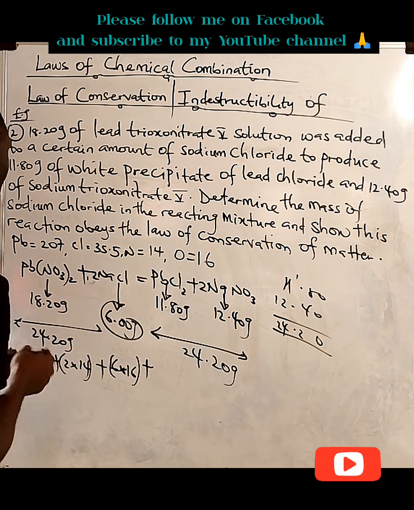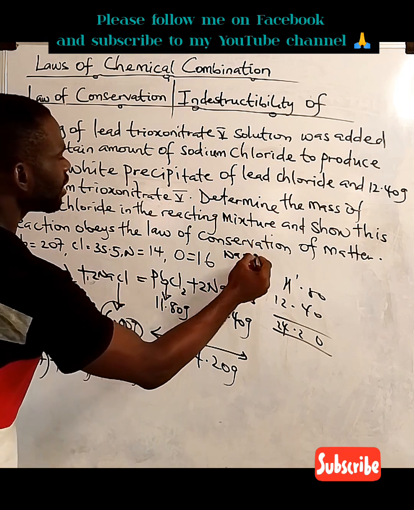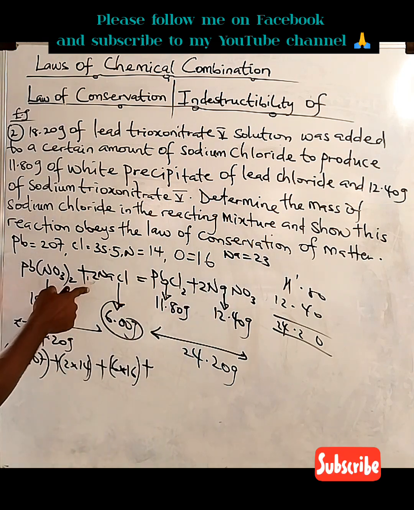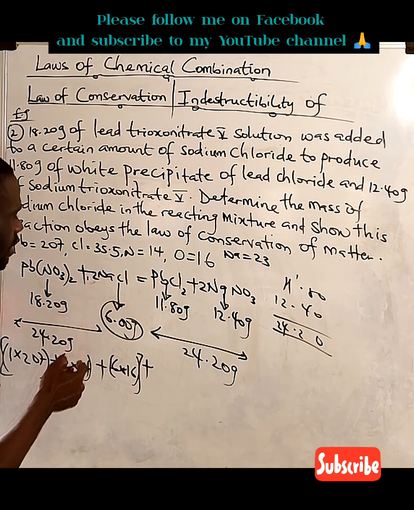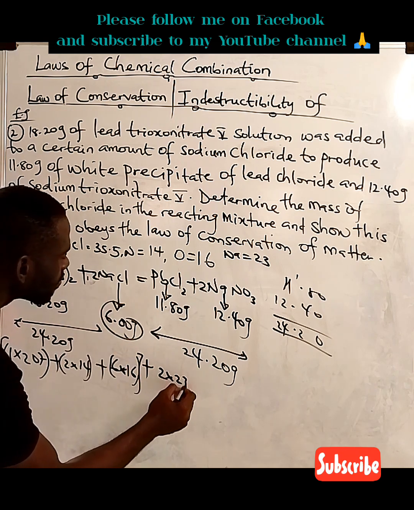Then sodium, naturally we didn't put that. Sodium is 23 atomic mass units. So sodium is 2 atoms. We're done with this place already, we're done with the lead nitrate. So the sodium is 2. I have 2 times 23.